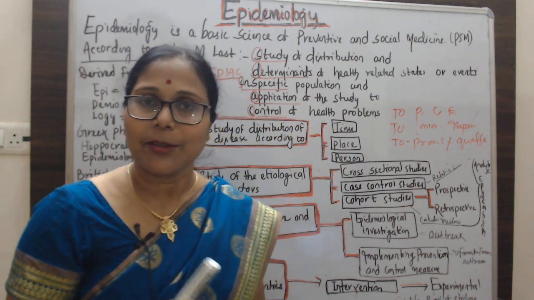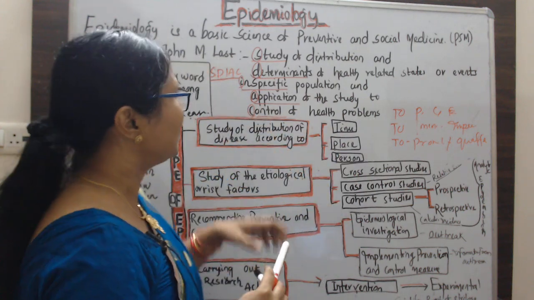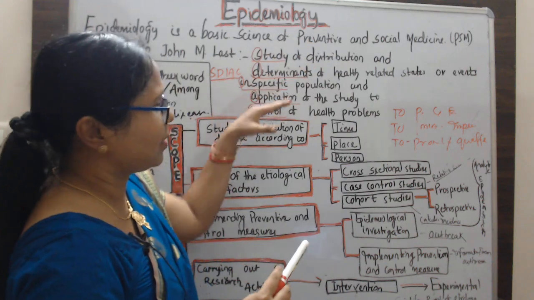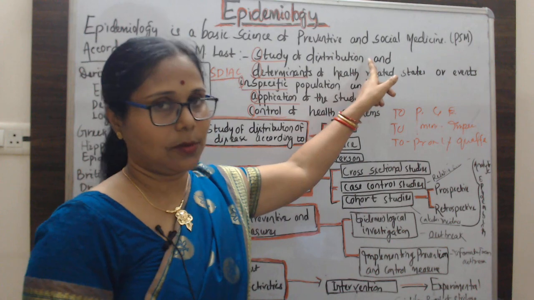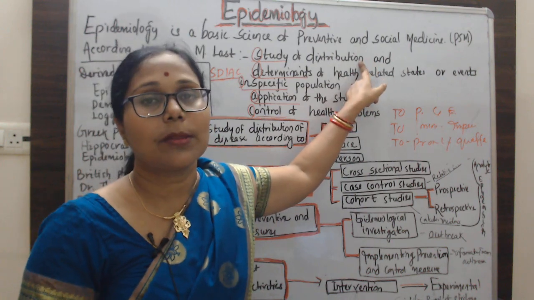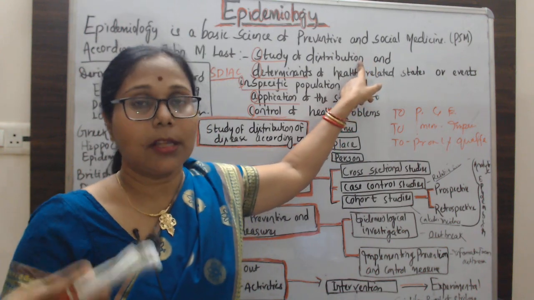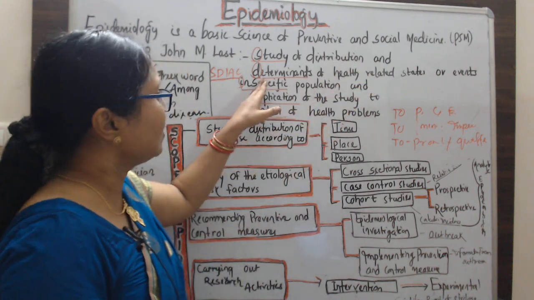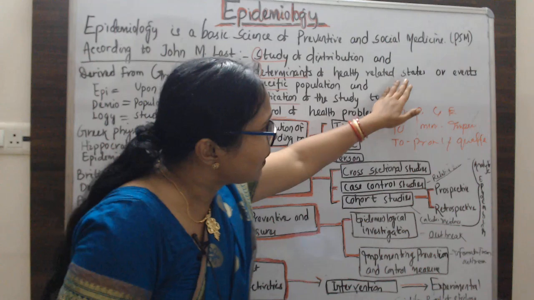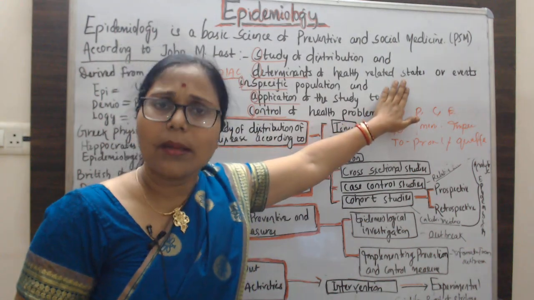The definition is a big one, so I have written it in segments. First, we see the study of distribution: how a disease is distributed. In the second segment, we see the determinants of health related states and events. What is the meaning of determinant?